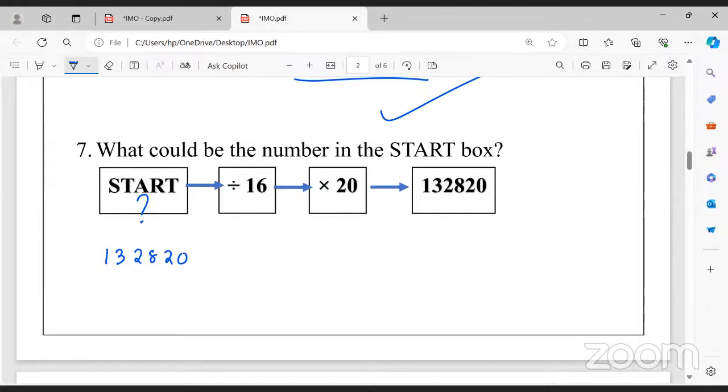So the number is 1,32,820, isn't it? Now it is written multiply by 20. What is the opposite sign of multiplication? जैसे प्लस का उल्टा साइन माइनस होता है, माइनस का उल्टा साइन प्लस होता है. So multiplication का उल्टा साइन is division. Very good. So I'll divide it by 20. Then again it is written divided by 16. So multiply by 16. Yes. Now tell me, if I divide this number, how much am I getting? Yeah. 106. Are you telling me the final answer?